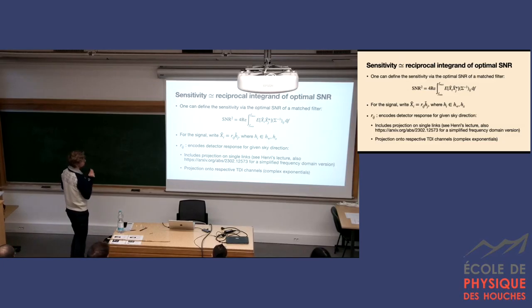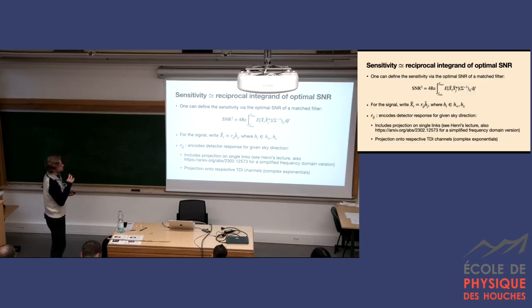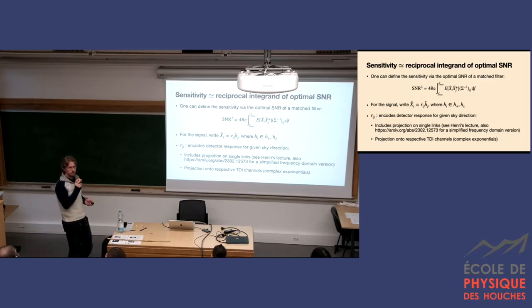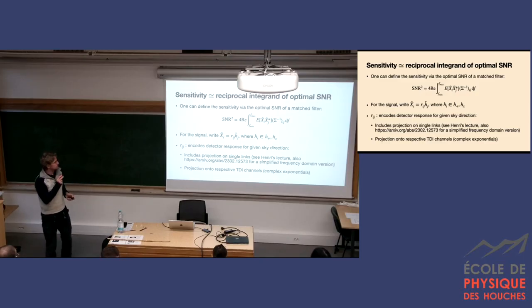Now to derive a sensitivity, what we can do is write our signal in this form, where we have our strain in the Fourier domain. I think the strain in the time domain was derived in detail by Henri. So you have your strain in some global frame, like the solar system barycenter. To get this response matrix, you first need to project it onto single links, which I think was derived by Henri in detail. You can also find a frequency domain derivation at this reference here. I will not repeat it here.